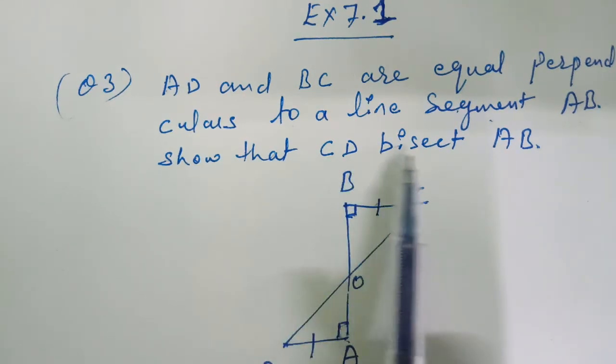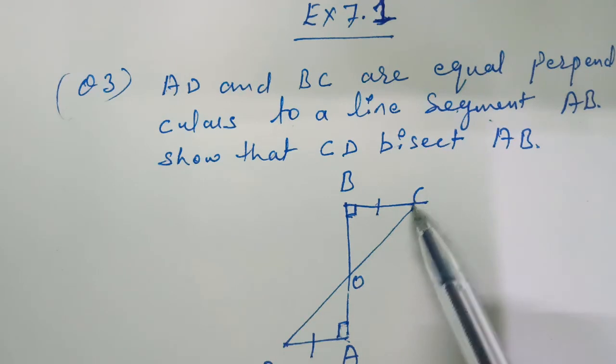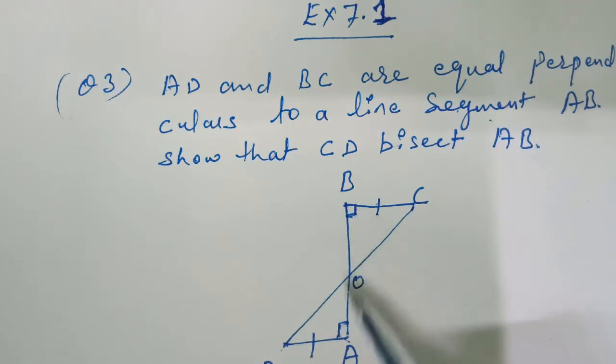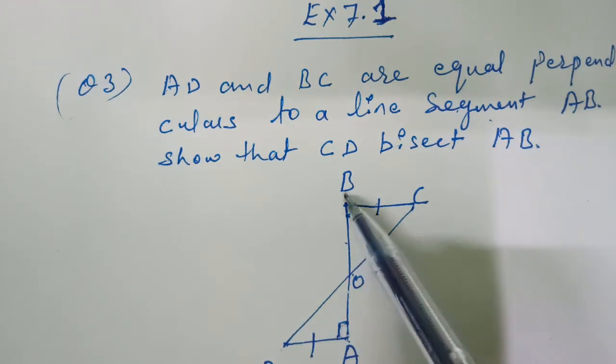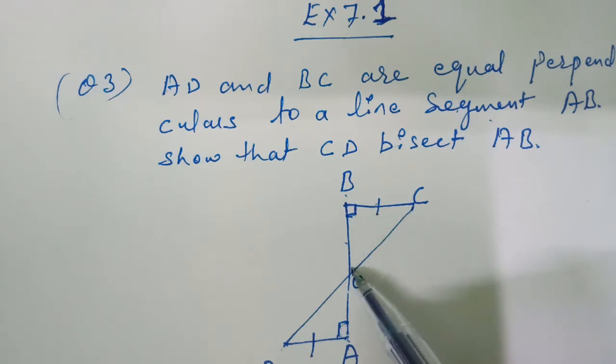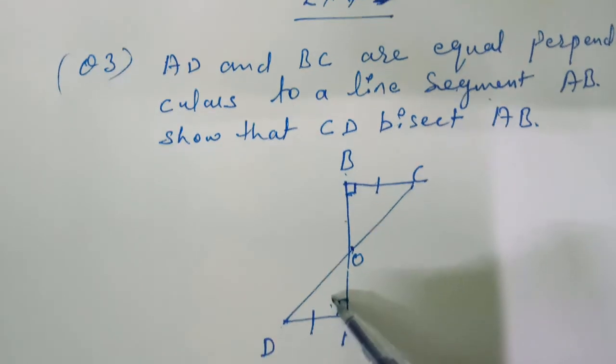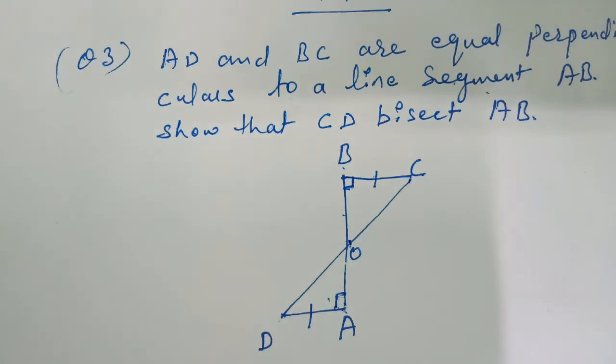Show that CD bisects AB. This is the line CD. We have to show CD bisects line AB. Bisect means it divides line AB into two equal parts. We have to prove OA equals BO. So for proving it, we are going to use the congruency rule. And for congruency, we have to keep in mind that we have to find three equal parts. So let us start.